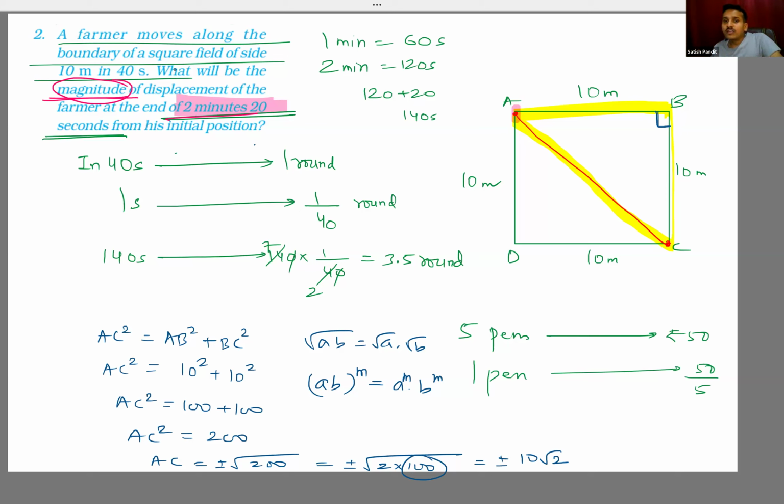So AC is plus or minus 10 root 2, but AC cannot be negative, right? Because it is a length. Therefore, AC is only plus. AC is 10 root 2 meter. That means the displacement of the farmer is 10 root 2 meter. Yes or no, everyone? Yes. Very nice. Okay. Just have a look. If you have some doubt, do let me know. We can discuss. Just have a look whether you're able to follow or not.